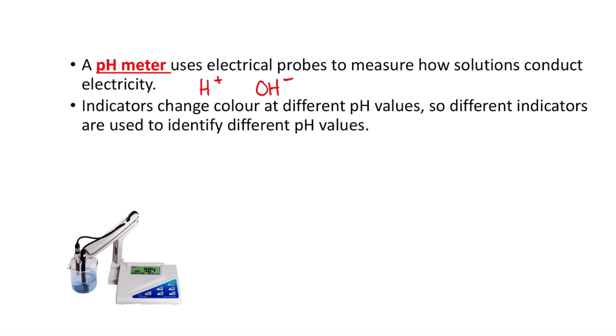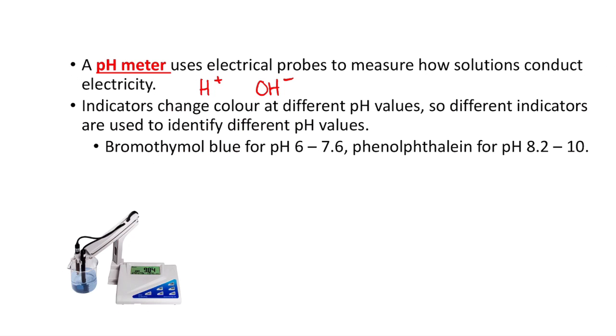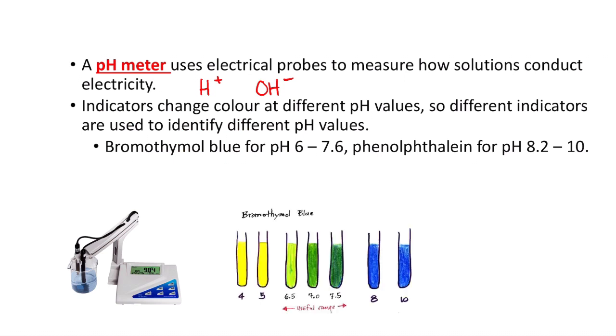Indicators change color at different pH values. So different indicators are used to identify different pH values. So we have a chart that will help you with this. Bromothymol blue, for example, is useful between a range of pH 6 and 7.6. So that's shown here. You can see that the useful range is where you can see the color change. Below 5, it's going to all look yellow, and above 8, it's going to all look blue.